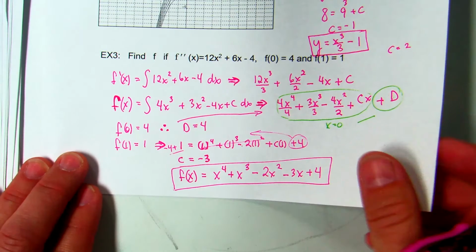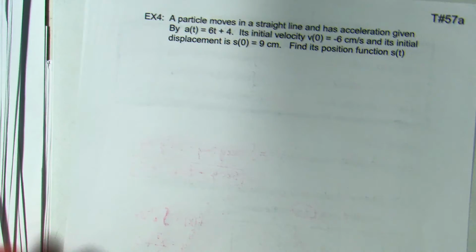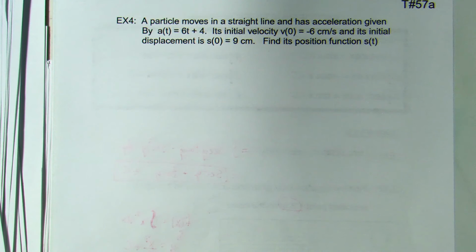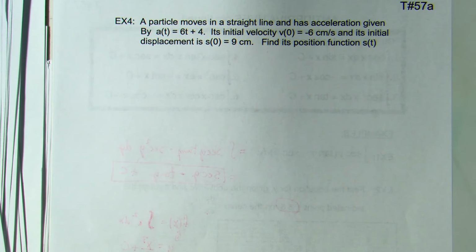All right? Let's look at the last example, example 4. A particle moves in a straight line and has acceleration given by a of t, acceleration with respect to time t, is equal to 6 plus 4.